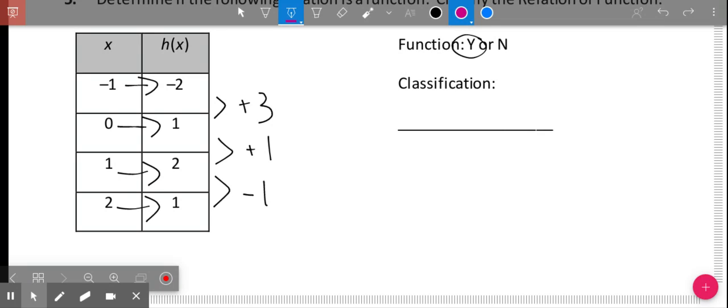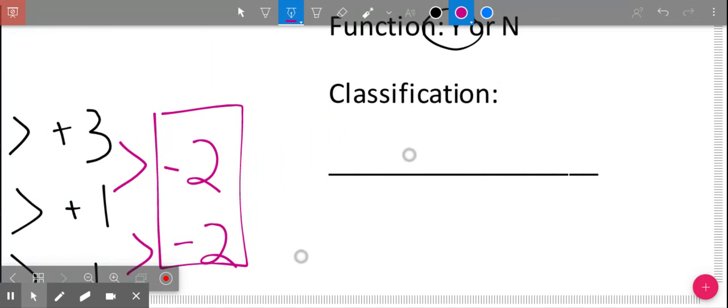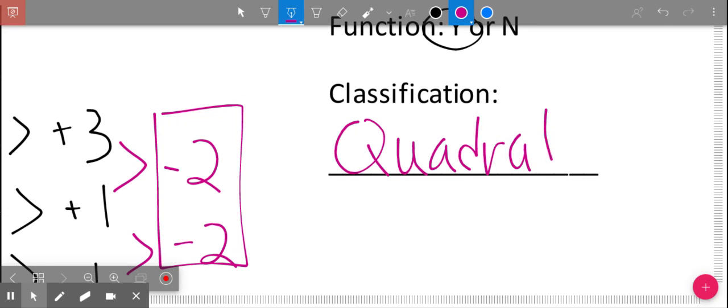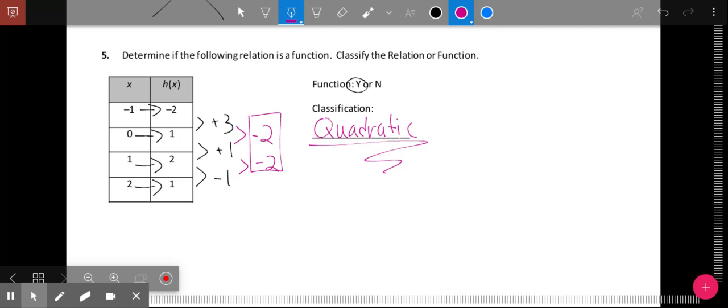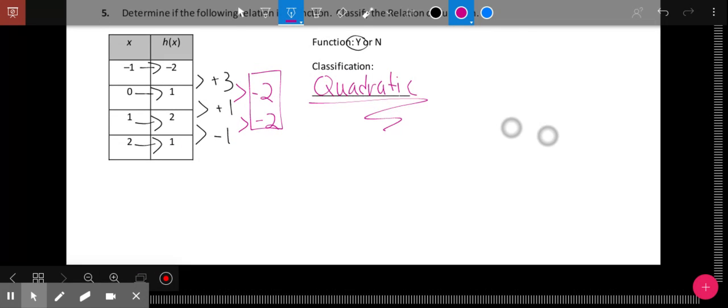Remember, you got to check your second differences. So from 3 to 1, we're subtracting 2. And then 1 to negative 1, we're subtracting 2. Since those numbers are the same, and it's our second differences, we know that this is going to be quadratic. I know it's been a while since we've done that, so that's why we're practicing and reviewing. But we know that that's going to be a quadratic function.